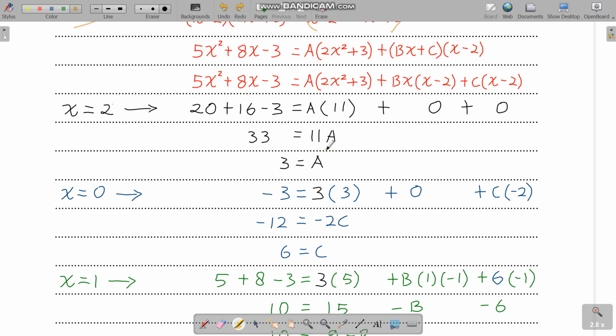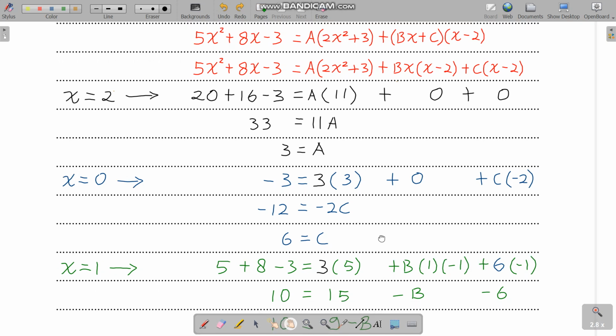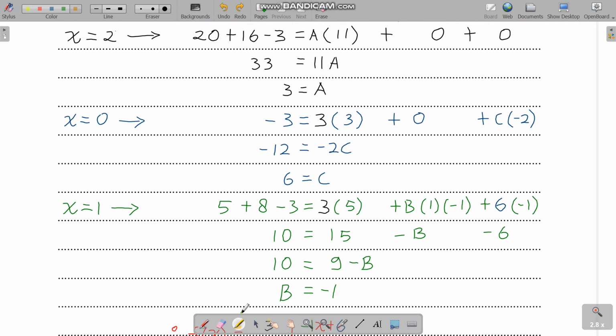And then we can also use x equals 0. If we plug in x equals 0, we have minus 3 on the left. On the right, when we plug in 0, this is 0, so we have only 3 times a, but we already know a is 3. And when we plug in 0, everything cancels out here because 0 times whatever is 0. And if we plug in 0, we get minus 2 times c. So this is minus 9, move to the left, so we have minus 12 divided by minus 2, which is 6.